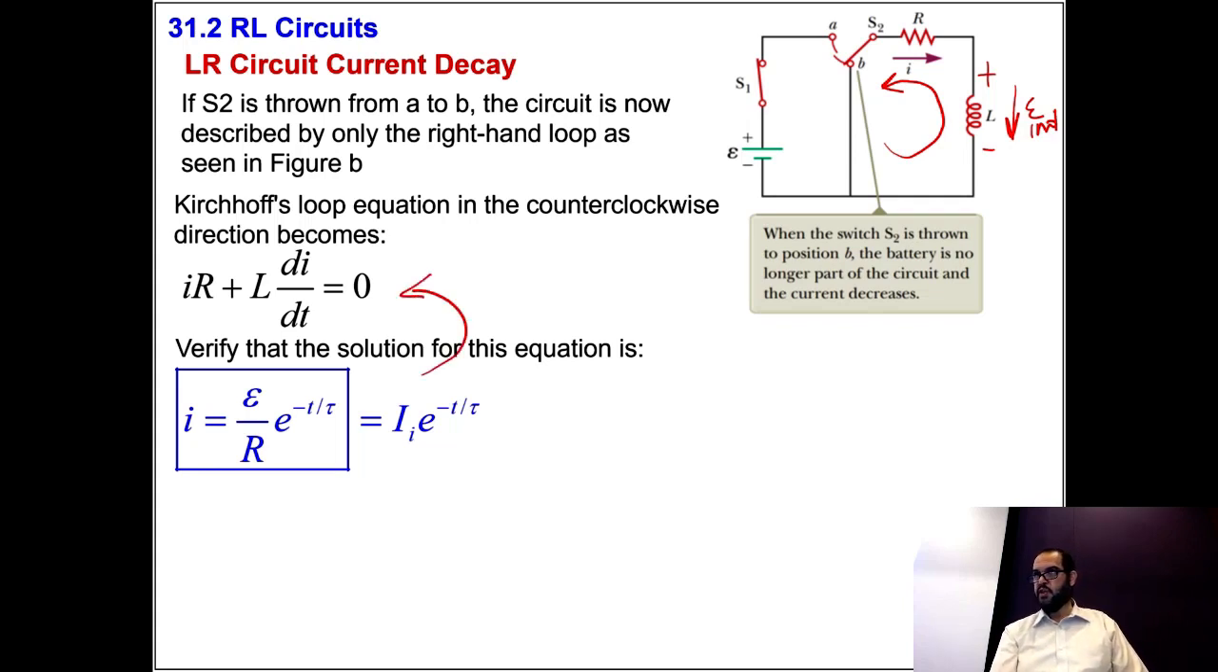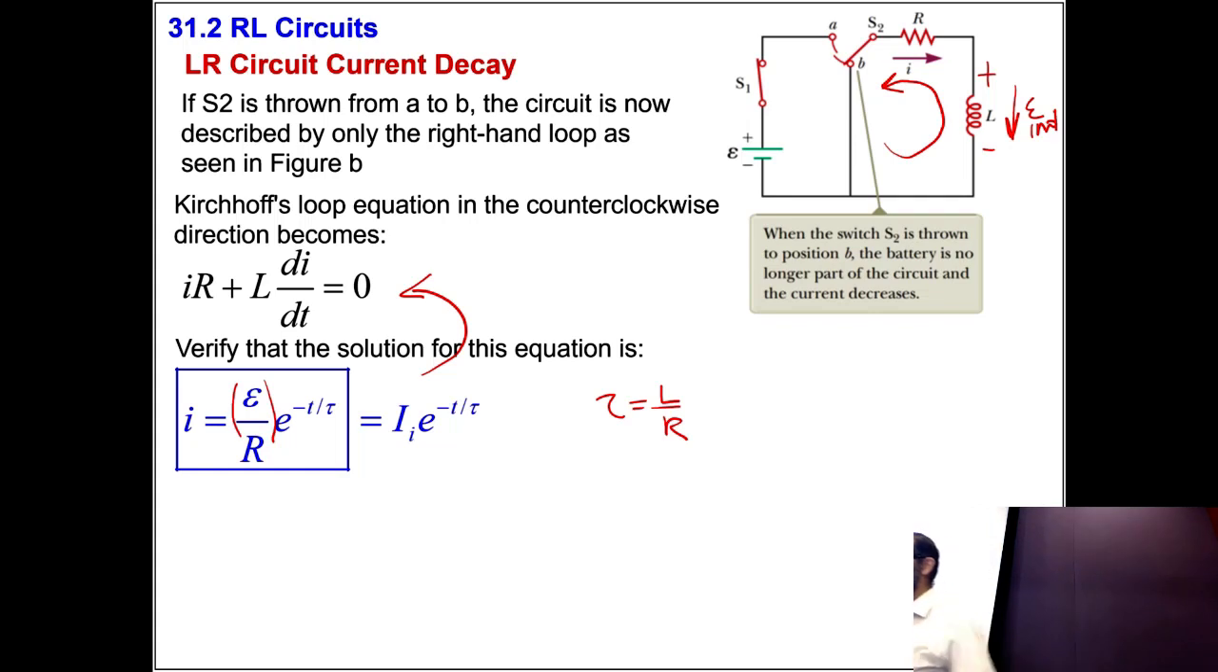So we get that the current is now decaying exponentially. It starts at the maximum current we had earlier, which is epsilon over R, and then it decays with the same time constant tau. Again, tau is L over R. So this is now an exponentially decaying current.